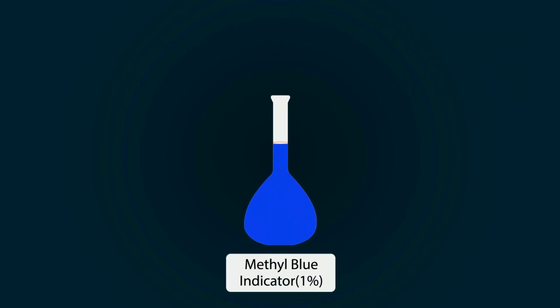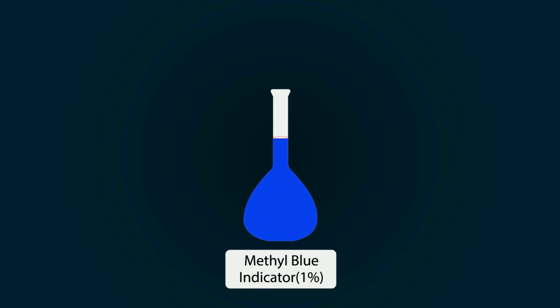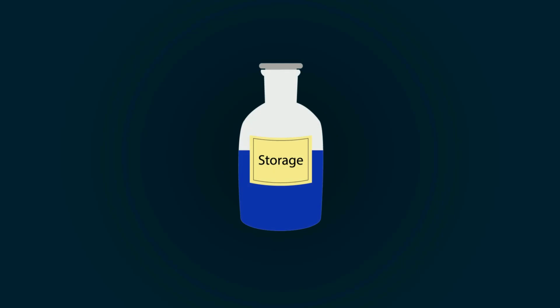You have successfully prepared 1% weight by volume methyl blue indicator. You can store it in any bottle you want and use it according to your requirement.